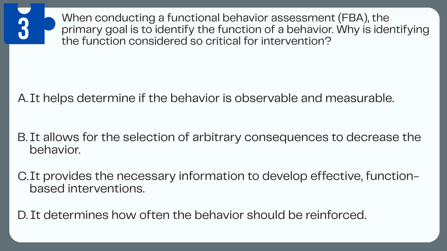Question 3. When conducting a functional behavior assessment, FBA, the primary goal is to identify the function of a behavior. Why is identifying the function considered so critical for intervention? A. It helps determine if the behavior is observable and measurable. B. It allows for the selection of arbitrary consequences to decrease the behavior. C. It provides the necessary information to develop effective, function-based interventions.